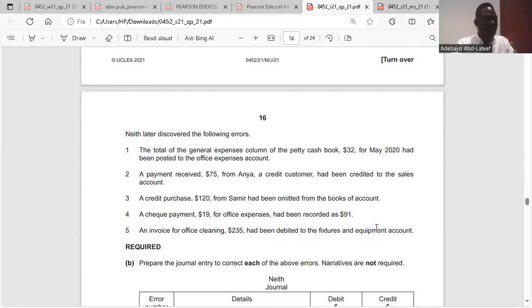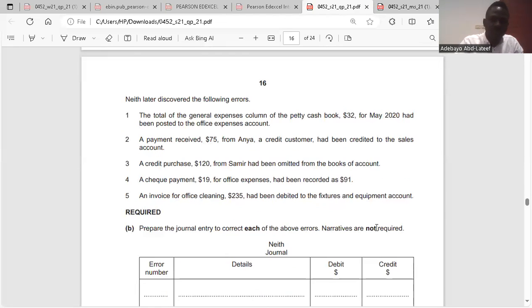I'm going to do that together now. They said Nate later discovered the following errors. So these are the errors that are later discovered. The first error: the total of the general expenses column of the petty cash book, $32 for May 2020, had been posted to the office expense account. So you have to credit the office expense account and debit general expenses account.